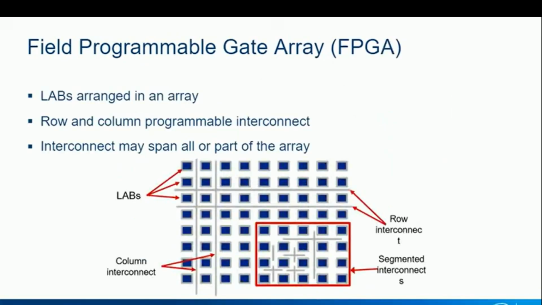In a Field Programmable Gate Array, or FPGA, the labs are all arranged into a large array, and the device can be programmed and reprogrammed out in the field. Programmable routing is placed in the spaces between labs, similar to streets in a large city. This routing is organized as row or column interconnect. It may span the entire length or width of the device, or only a small segment, covering only a few labs in a row or column.